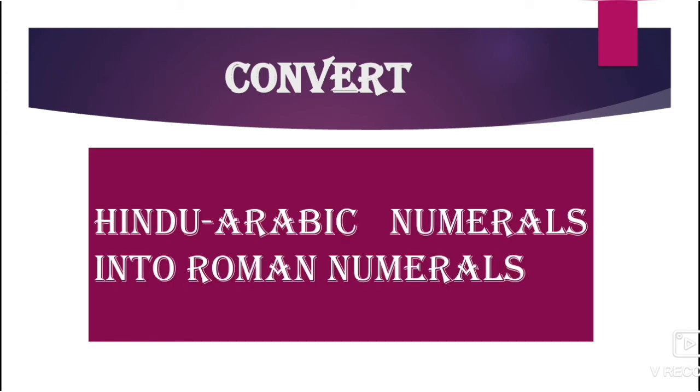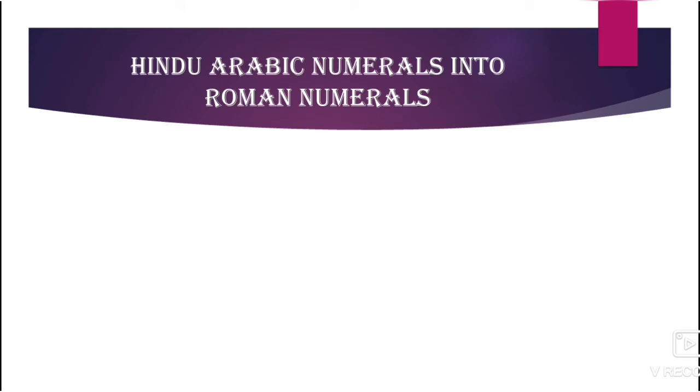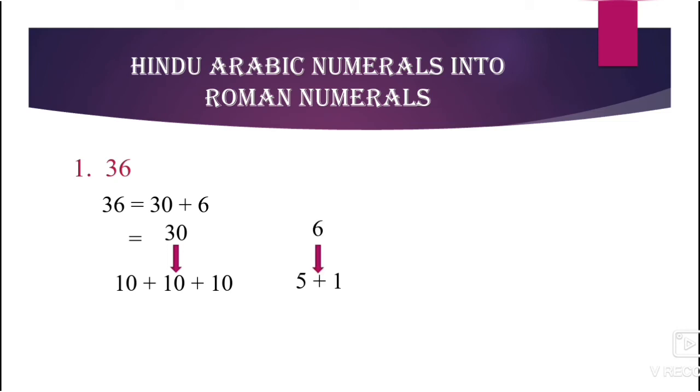Next, we are going to convert Hindu-Arabic numerals into Roman numerals. First, we are going to convert the Hindu-Arabic numeral 36 into Roman numeral. For that, expand 36 as 30 plus 6. We know that Roman numeral I, X, C and M can be repeated up to 3 times. So, in terms of Roman numerals, we can write 30 as 10 plus 10 plus 10. And we can write 6 as 5 plus 1.